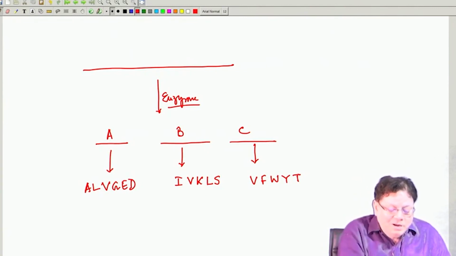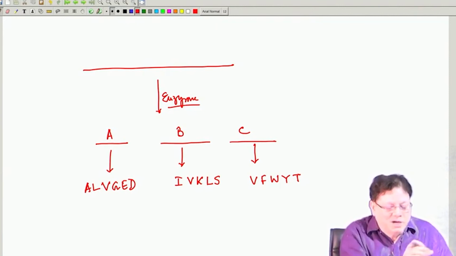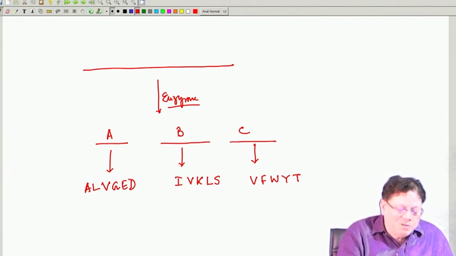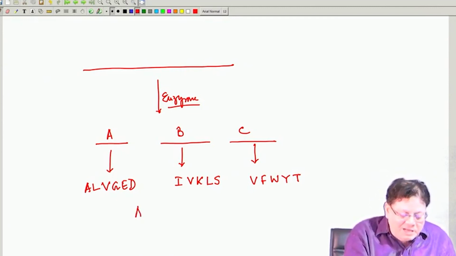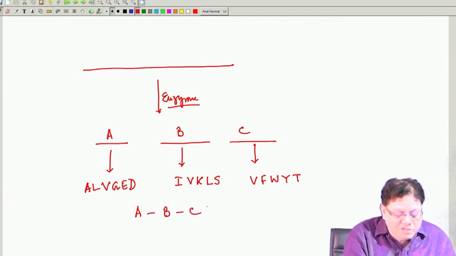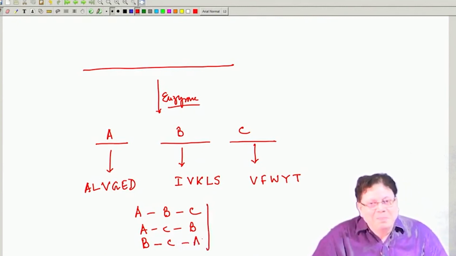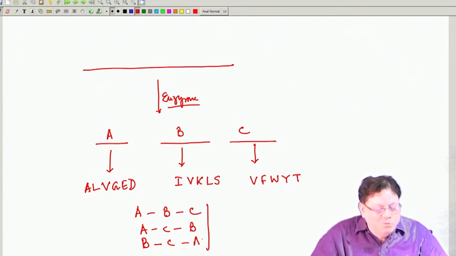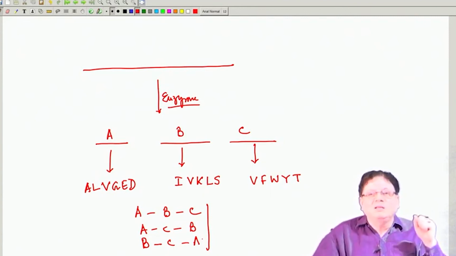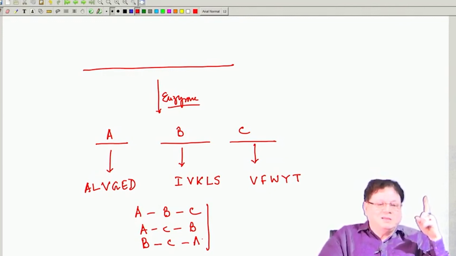Now, you have to join these 3, and then you should know the primary structure of the peptide. But the problem is, you do not know whether A is connected to B and B is connected to C, or A is connected to C followed by B, or B is first, then C, then A. So, you see a lot of combinations are possible. You do not know which one comes first. So, now you see the success of Sanger's method.